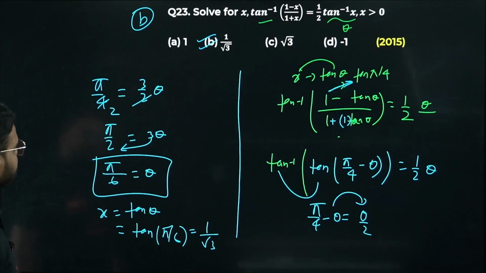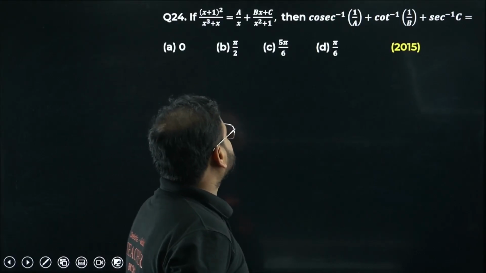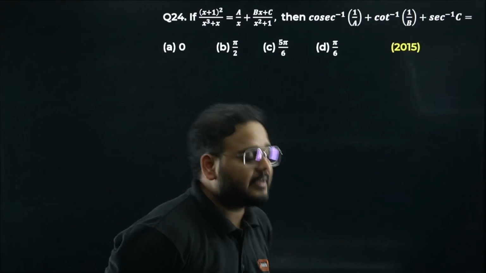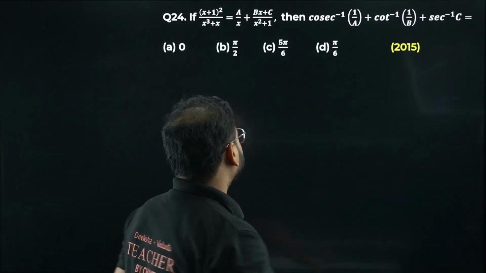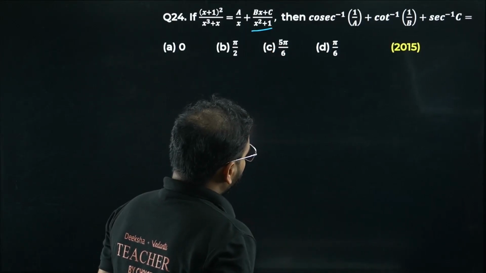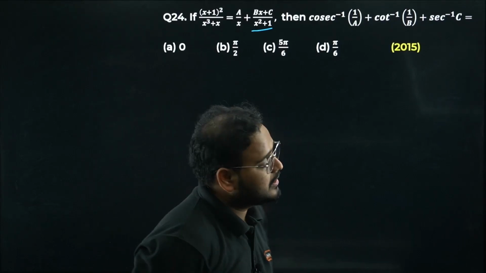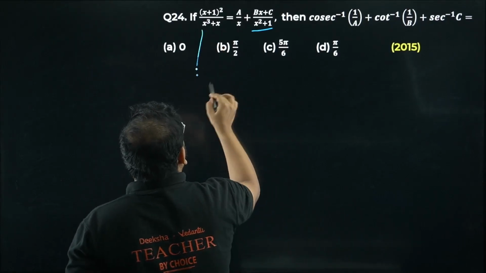Done. Question 24 now. If x plus 1 the whole square upon x cube plus x is given as a upon x plus bx plus c upon x square plus 1, and we are asked the value of cosec inverse of 1 by a, cot inverse of 1 by b, and sec inverse of c. How do you solve this part?